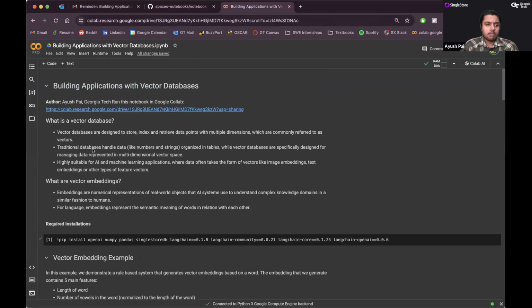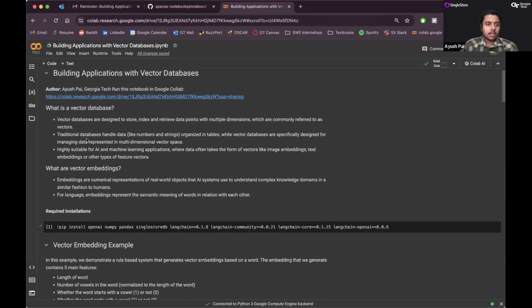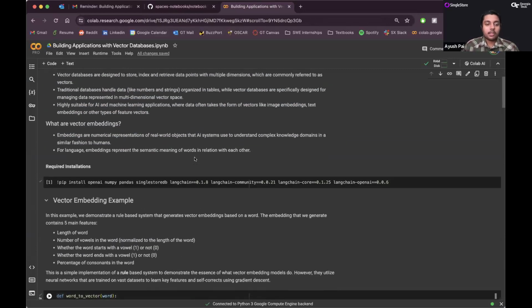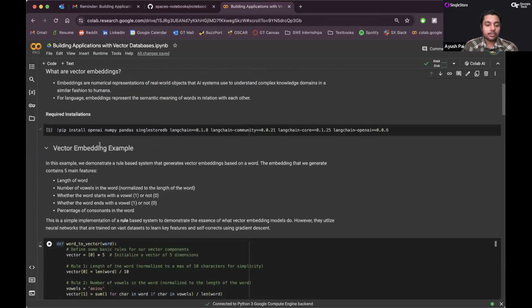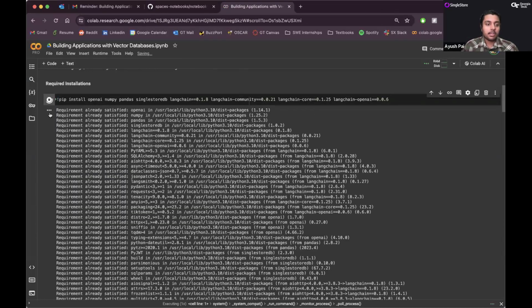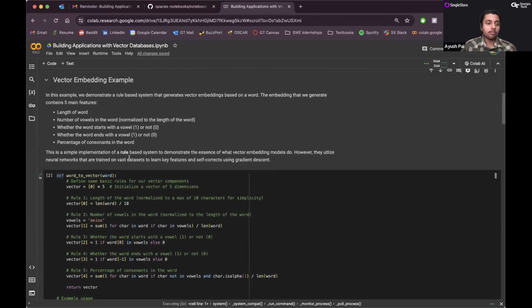So essentially, we're going over what is in a vector database. These are similar things to what we talked about in the slides. Vector databases are designed to store and index data points, also known as vectors. But let's get into the code, right? The first thing is we need to do these required installations, and I already have all those done, so we'll move on to the next thing in this notebook.